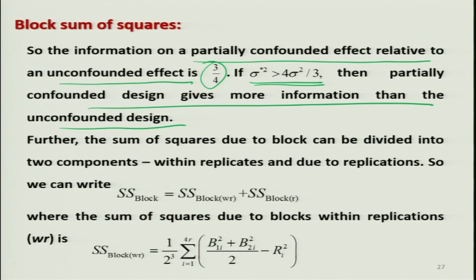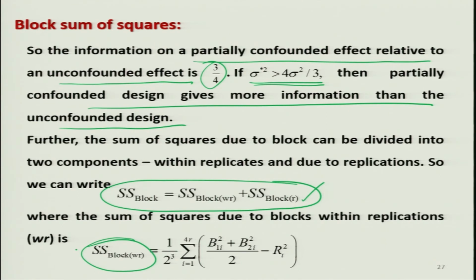So, now you can see here that we try to do the same algebra, and now we have the same result here. Say sum of square due to block is equal to sum of square due to block within replicates and sum of square due to replicates, right. But in this case, you have to see that the sum of square due to block within replicates is going to be a little bit changed, and for that you have to understand how you are going to find it out. You can see here it is 2 cube, and here the summation is going up to 4r, right, but the division of this block is in the same way, right.